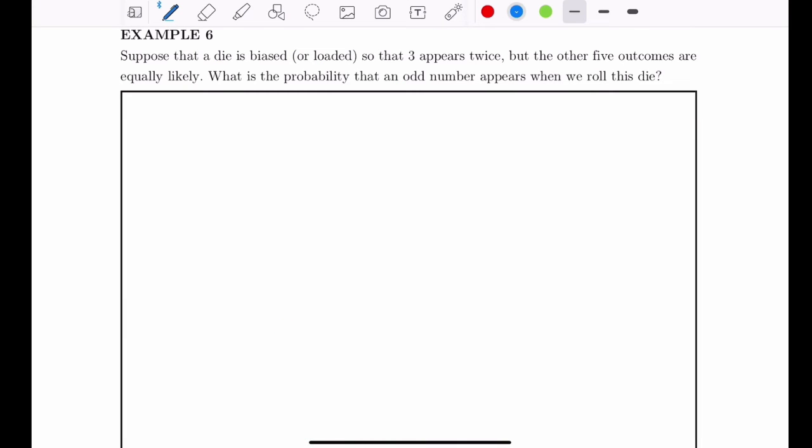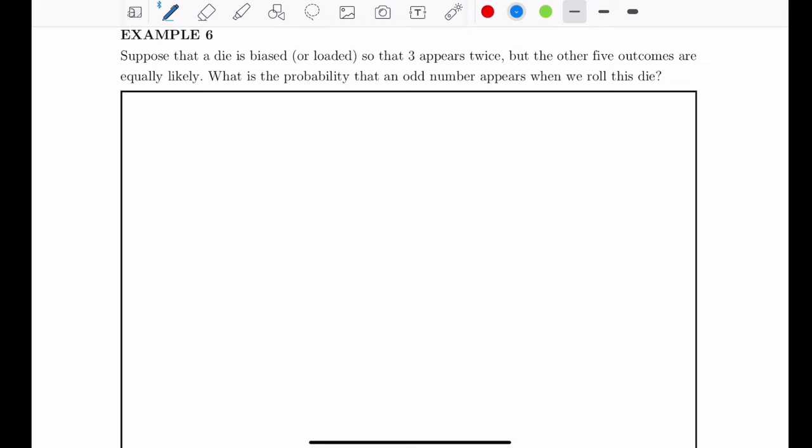Example 6. Suppose that a die is biased or loaded so that 3 appears twice, but the other 5 outcomes are equally likely. What is the probability that an odd number appears when we roll this die?